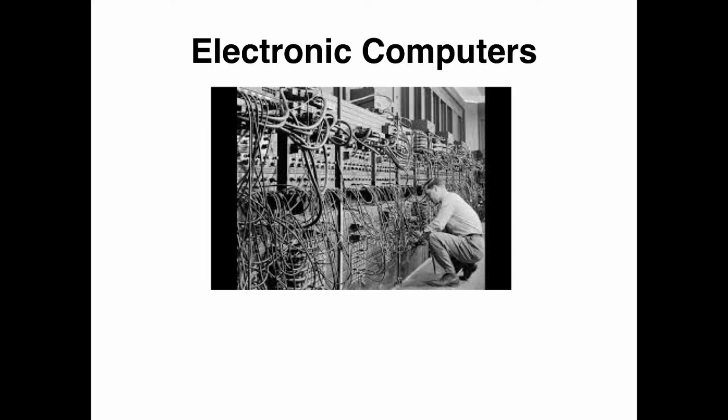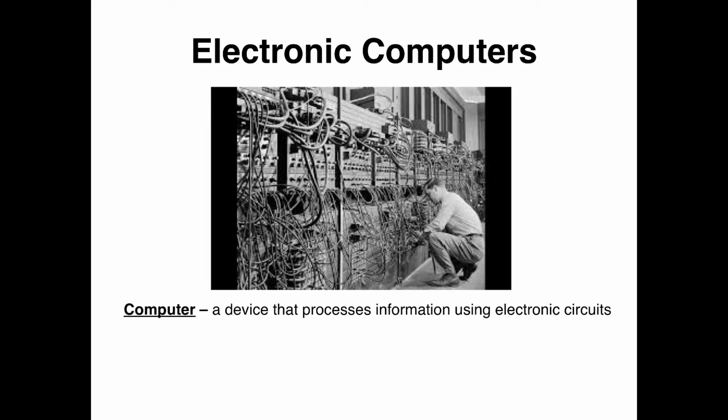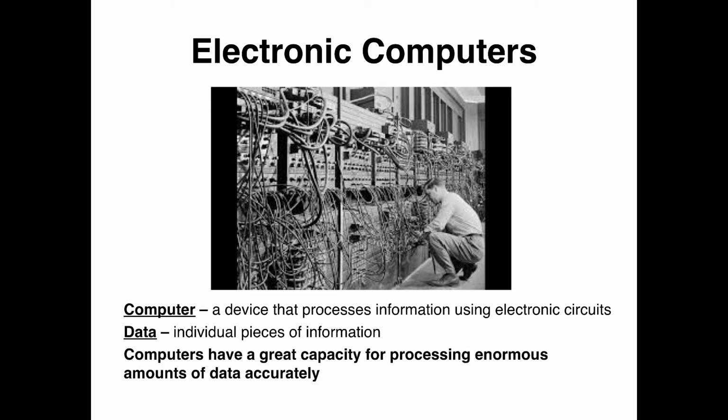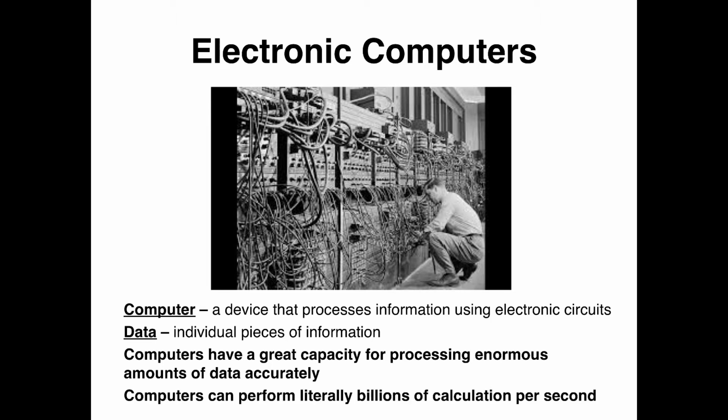Okay, this second half we're going to talk about computers. A computer is a device that processes information using electronic circuits. Data is any individual piece of information that might be processed by a computer. Computers have a great capacity for processing enormous amounts of data accurately. Computers can perform literally billions of calculations per second.